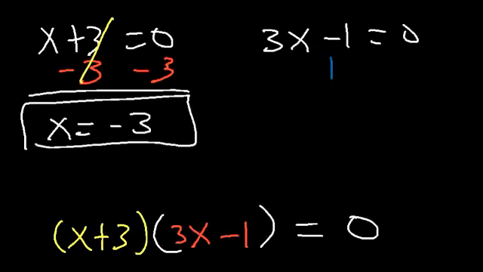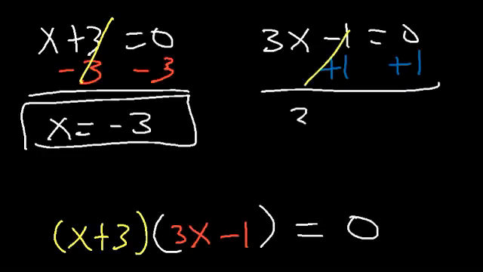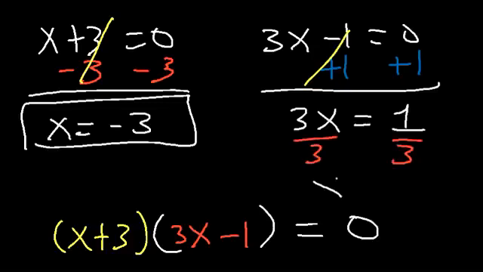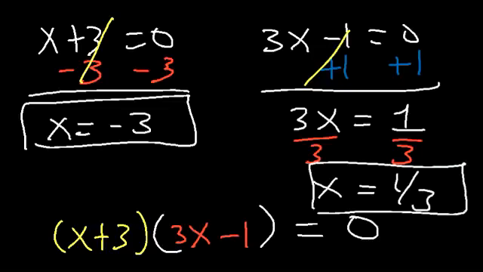And for the next one, let's add 1 to both sides. And so what we have now is 3x is equal to 1. So now we need to divide both sides by 3. So x is equal to 1/3. So those are the two answers that we have for that particular equation.